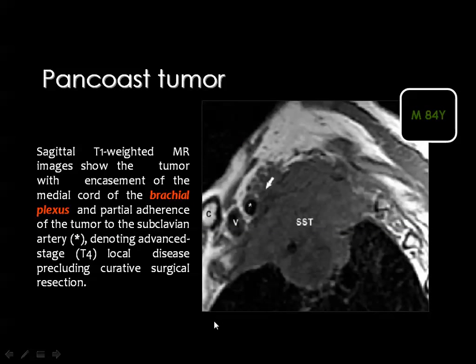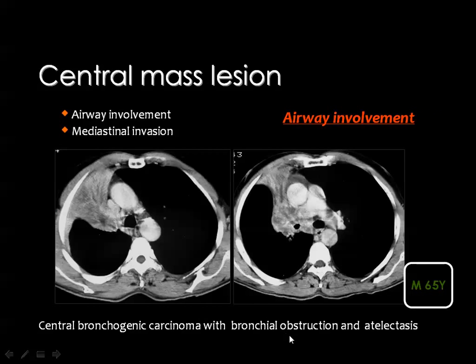But we usually need the help of MRI if we are going to operate on this patient in order to assess the tumor relationship to the brachial plexus, to the subclavian artery, and to the subclavian vein. And this relation can be obtained in the sagittal MR images in different pulse sequences in order to show the tumor and to show whether these structures are separate from the tumor or not.